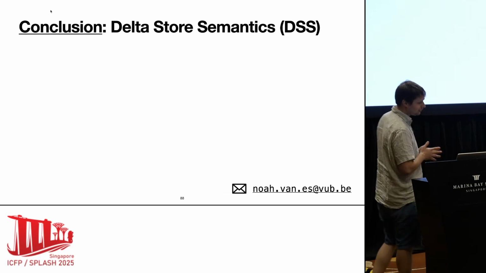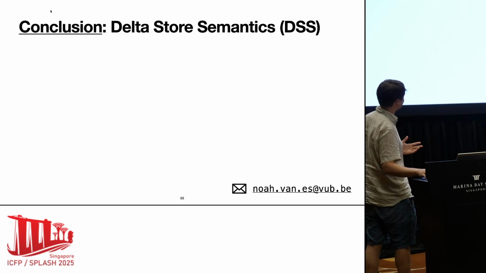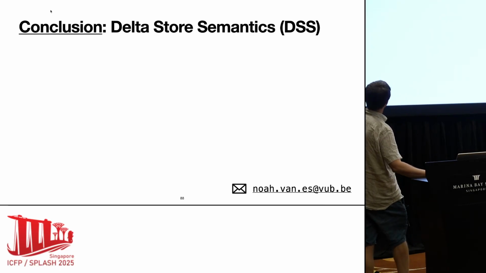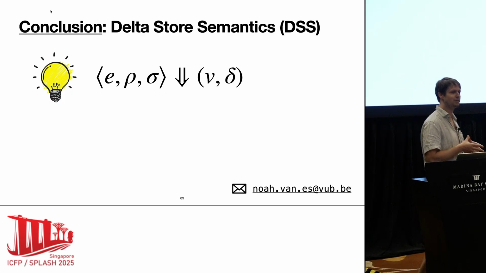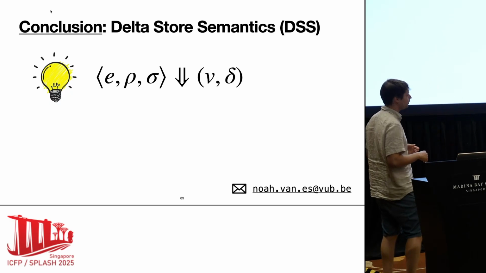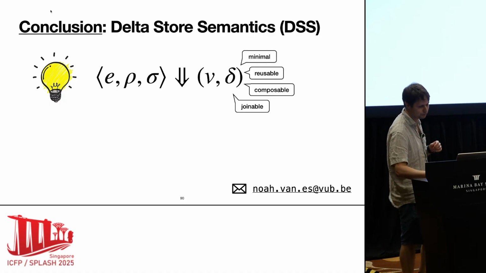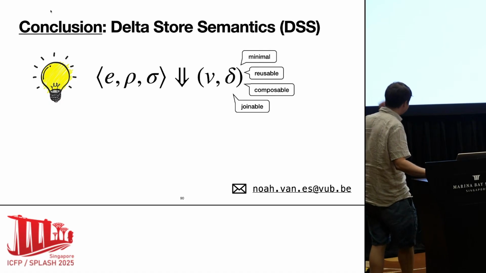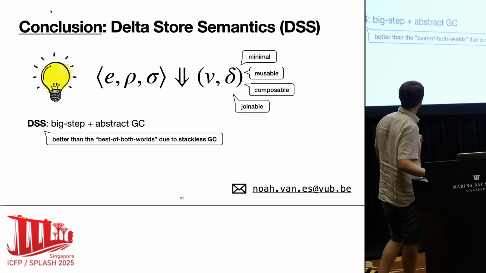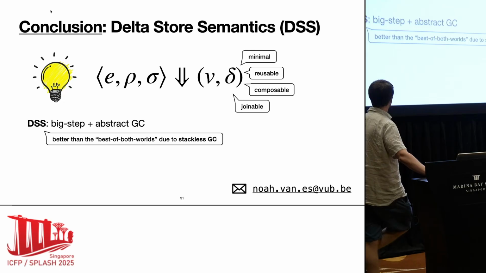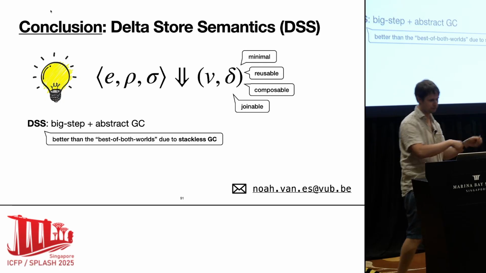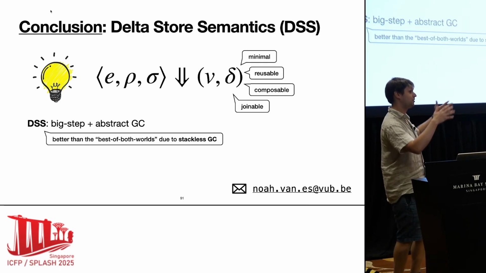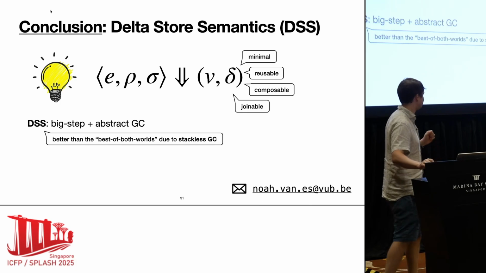So, in conclusion, I have presented delta store semantics, DSS. The idea is that DSS makes a simple change to your big step semantics by just returning a delta store instead of a fully updated store. These delta stores are very flexible to work with, and as such, we've been able to integrate abstract garbage collection into them. Because of that, we have the best of big step abstract interpreters, abstract garbage collection, as well as the additional benefit of stackless GC.